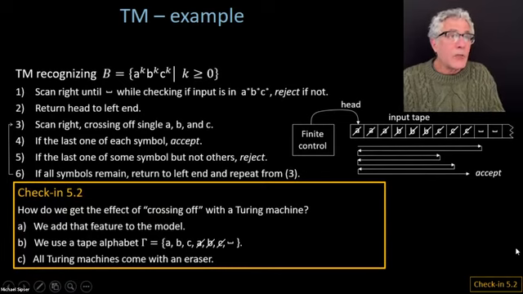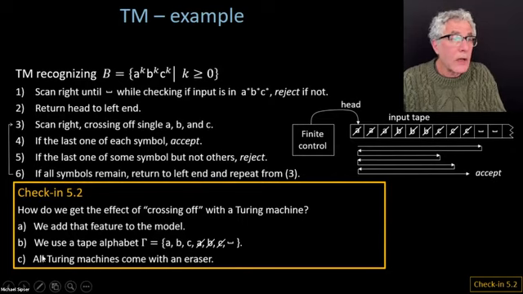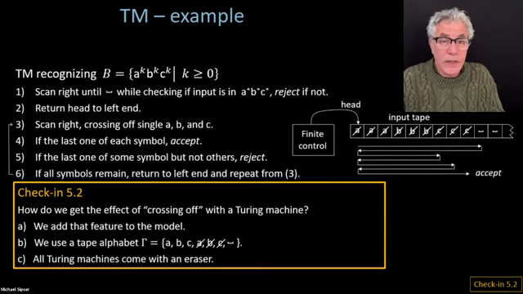The way I'm describing this, and in a sense you don't quite know enough yet, how do you think we're going to get this effect of crossing off with the Turing machine? Are we going to get that by changing the model and adding that ability to cross off to the model? Are we going to use a tape alphabet that includes those crossed off symbols among them? Or we'll just assume that all Turing machines come with an eraser and they can always cross off stuff. So what do you think is the nice way, sort of mathematically, to describe this ability to cross things off?